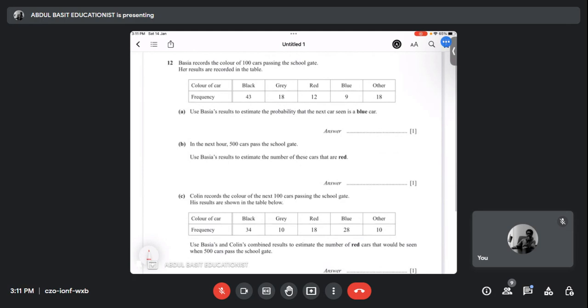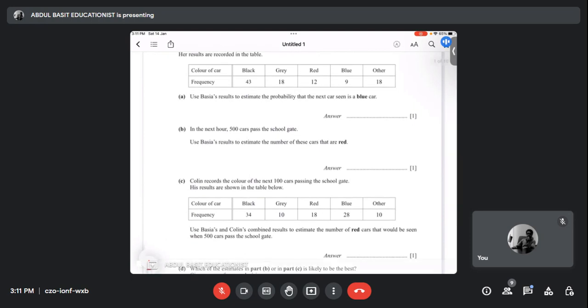She saw that in 1 hour, 43 black cars passed. Gray cars were how many? Gray cars were 18, red was 12, the lowest was blue, which is 9, and others were 18. If there is, for example, another color, that is in the others.